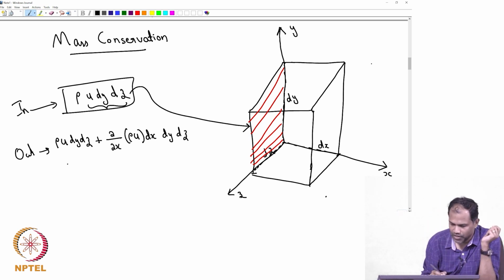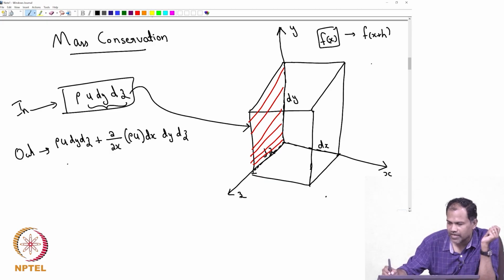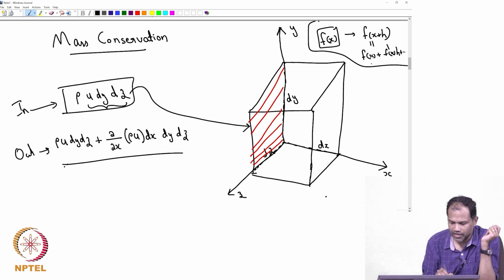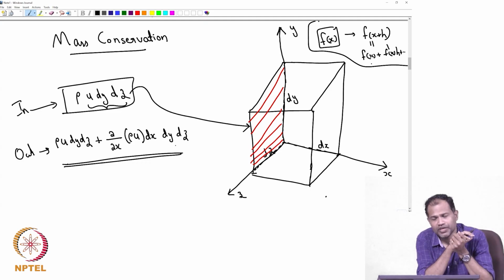Let us say you know the value of a function f at x, and you want to calculate f at x plus h, where h is a small quantity. You will write f of x plus h as f of x plus f prime of x into h and so on. That is the fact we have used to write down the amount that is going out.